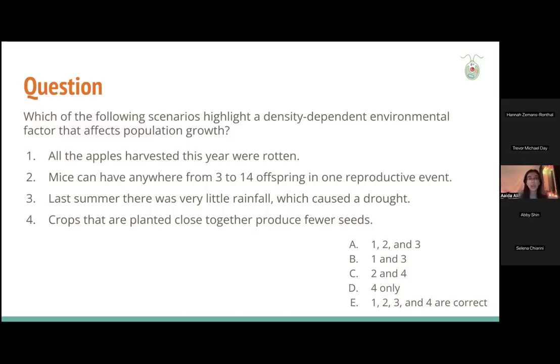Option number two is wrong because mice can have anywhere from 3 to 14 offspring. That's great, but that is a biological or an intrinsic factor dependent on the mouse itself. It's not dependent on how many people or other mice are around. That is an intrinsic factor, not environmental.